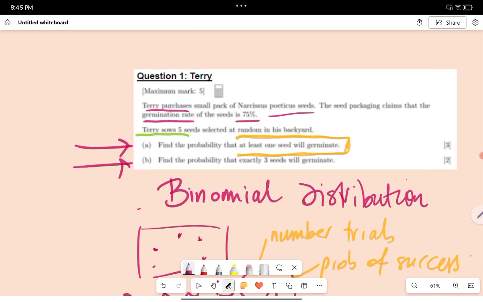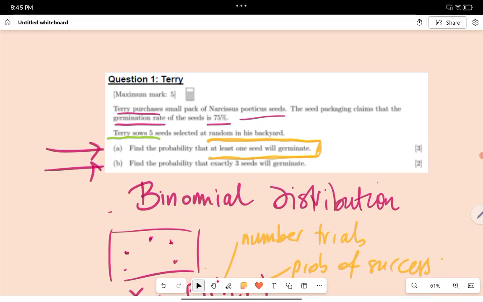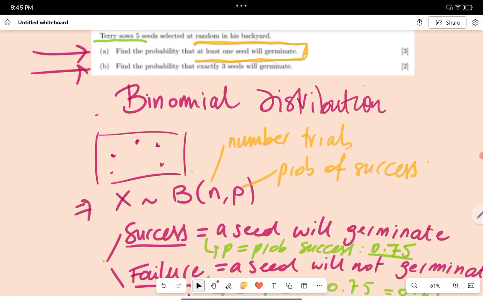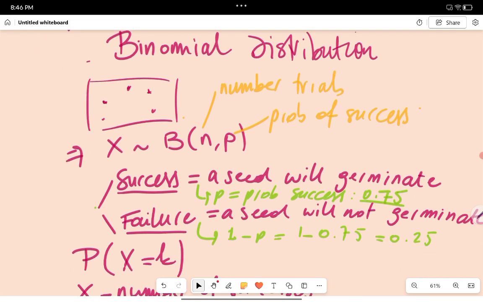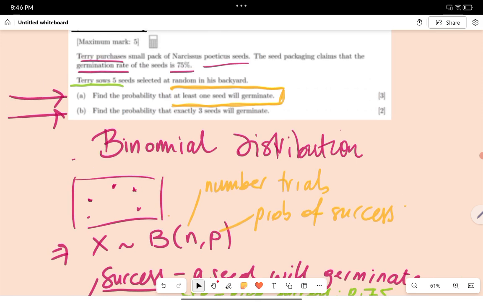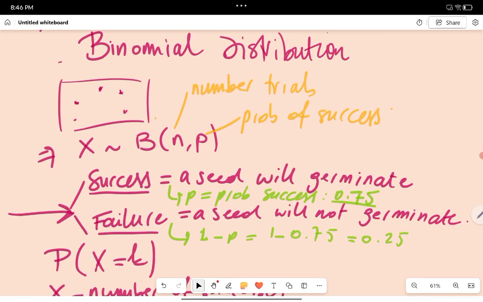So again, little recap. This is a binomial distribution because we are looking for a probability of a certain number of successes, okay? And with binomial, we need 2 outcomes, a success and a failure. So look at your question: at least 1 seed will germinate. You have to think, okay, this needs to be our success. So the seed germinating is our outcome of success, and failure is the seed will not germinate.